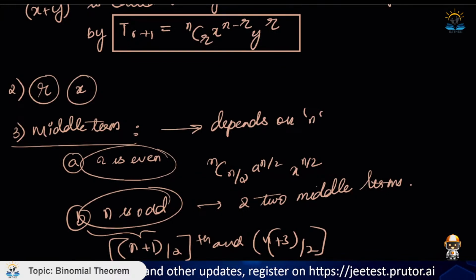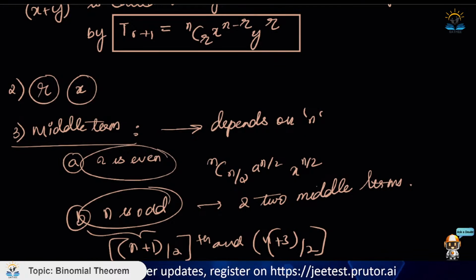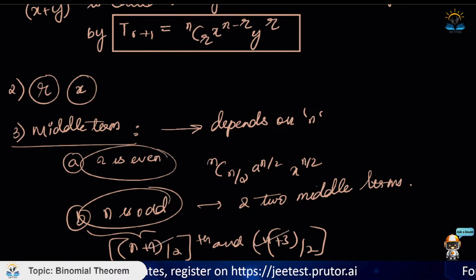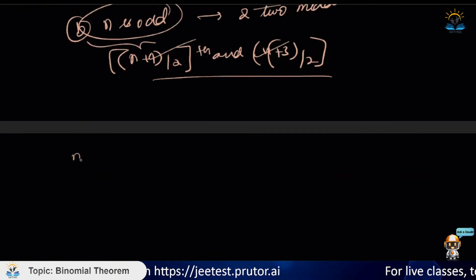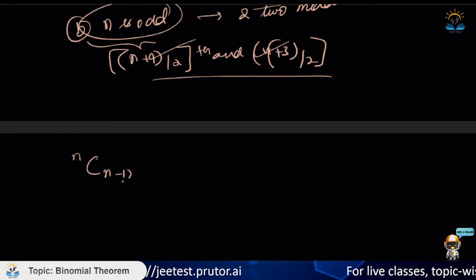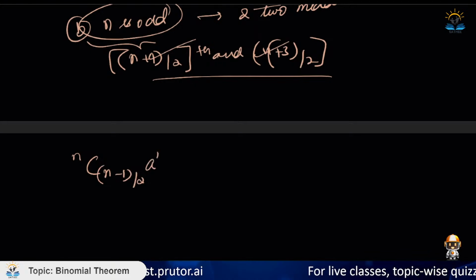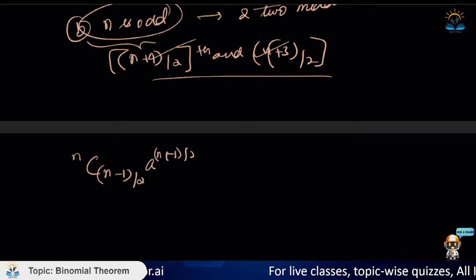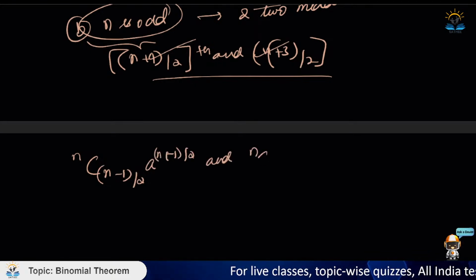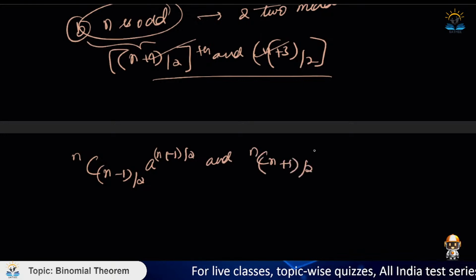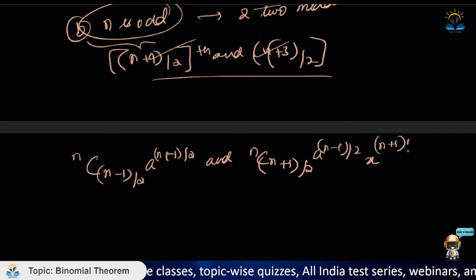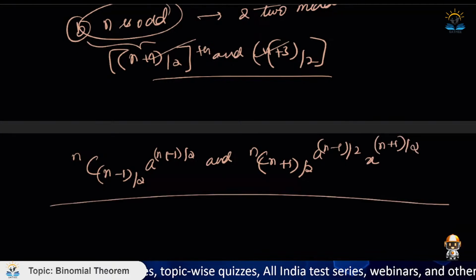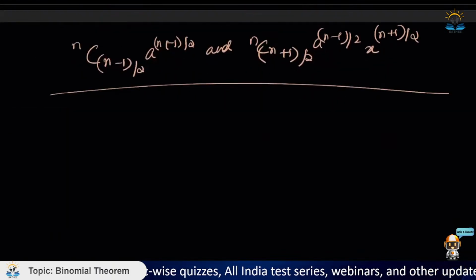Okay, so in this way we will be having two terms. So now that two terms have come, we can write them as nC(n minus 1 divided by 2) a to the power of (n plus 1) divided by 2, and we have nC(n plus 1 divided by 2) a to the power of (n minus 1) divided by 2 x to the power of (n plus 1) divided by 2. So it is like this. That will be the binomial statement and binomial condition.